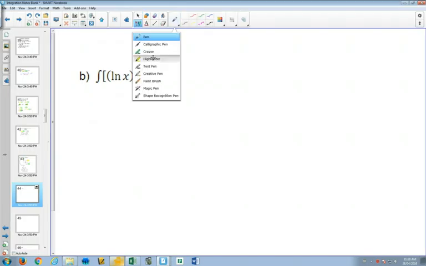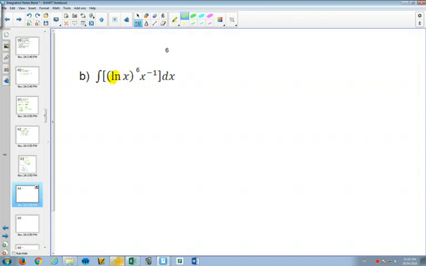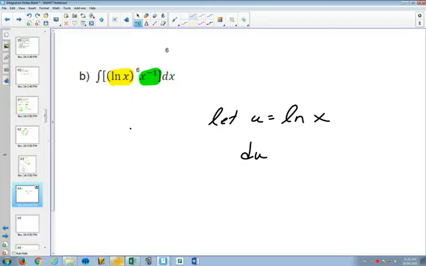So again, just to highlight it the same way we did before, we have to recognize that the derivative of the natural log of x is 1 over x. So we let u equal the natural log of x, then du dx is equal to 1 over x, so du is going to be 1 over x dx.